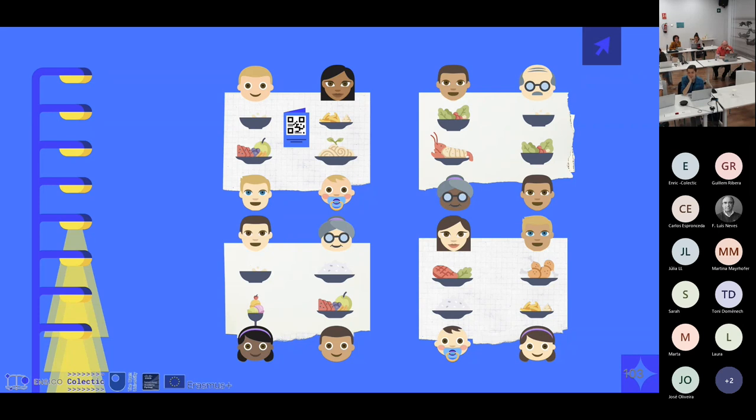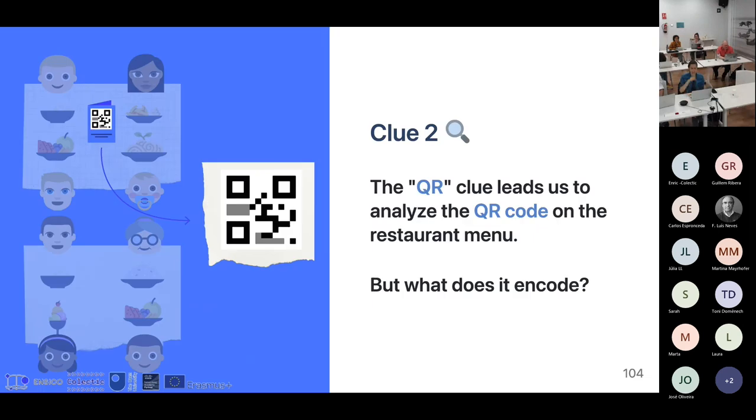Now, QR, what does that mean, QR? Exactly. So we are going to analyze the QR code on the restaurant menu, okay? So we need to figure out what it encodes, but we can't use our phones and point at it and it will give us the answer, because this is a special QR code. It's a little simpler than the real QR codes.